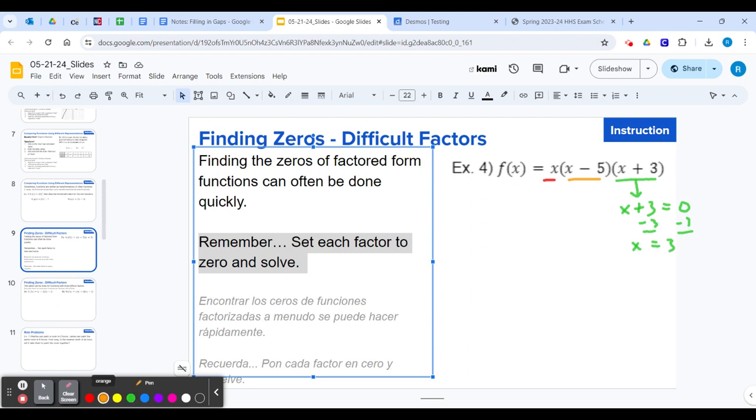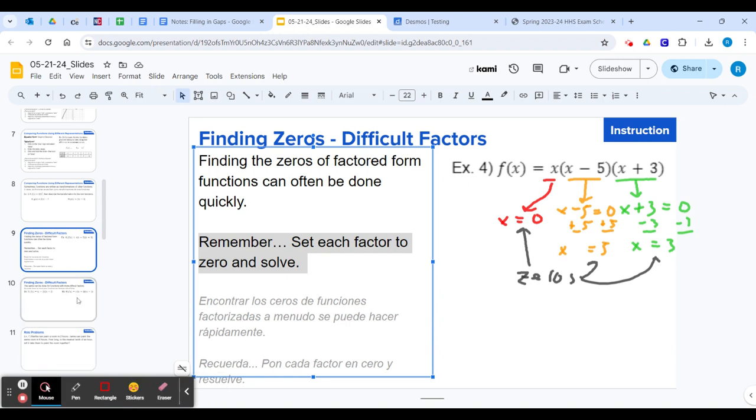Same thing can happen with this orange one, x minus 5. We set that equal to 0, and we can add 5 to both sides. That just gives us x equals positive 5. Lastly, if I take this factor out in front, x, and set that equal to 0, it's as simple as, hey, we have a 0 at x equals 0 here. So these are our 3 zeros of this factored form equation. We set each factor equal to 0, and we solve for the value of x.